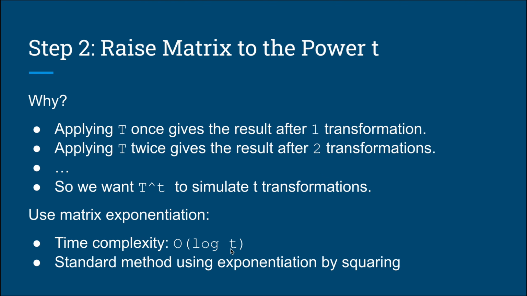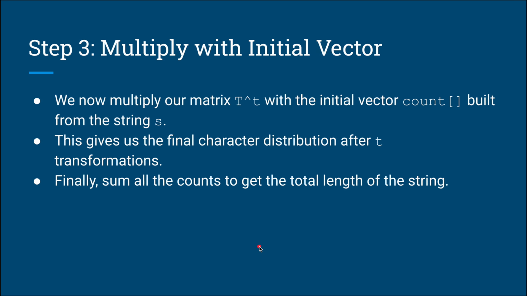Okay. Similarly, we'll raise the matrix to the power of t, which you have seen how to do. We will apply T to the power t, meaning the number of transformations we will do, and will find the matrix, right? After that, you will apply the matrix exponentiation, and that will take O of log t time, as I told you, right? Then we'll multiply with the initial vector, right?